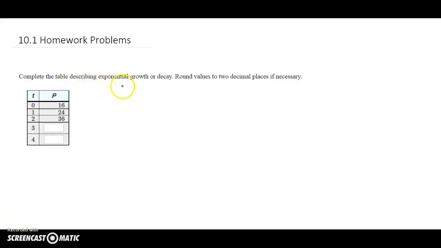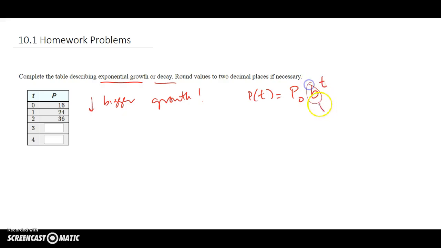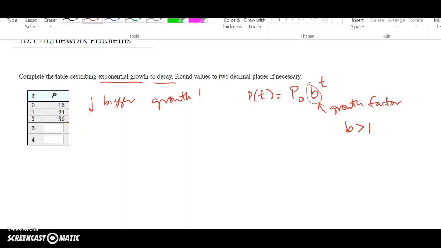It says complete the table describing exponential growth or decay. So in this case, since they're getting bigger, we know that it's going to be a growth. So we're looking at something like P of t equals P naught b to the t, where b is our growth factor. And in this case, since they're growing, the b that I'm going to find is going to be bigger than 1. So to get to each successive one, I must be multiplying by some number. That's how we know that it's an exponential growth.